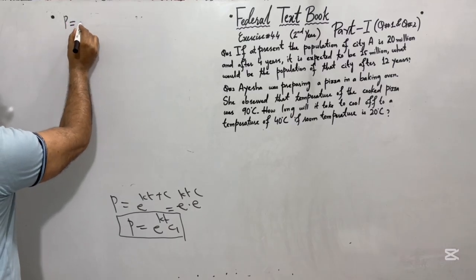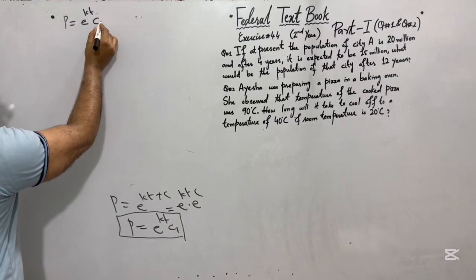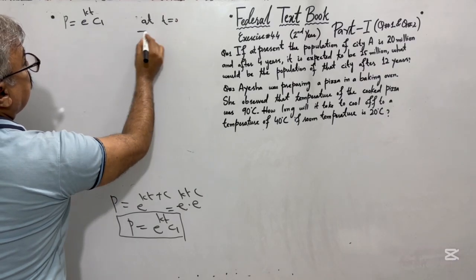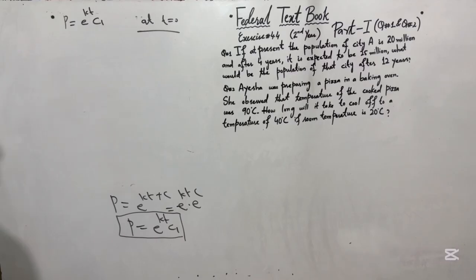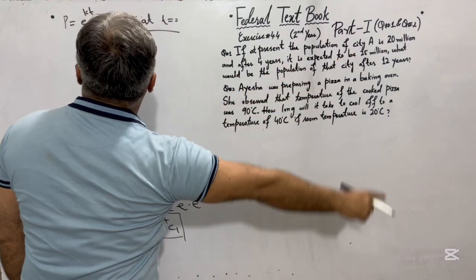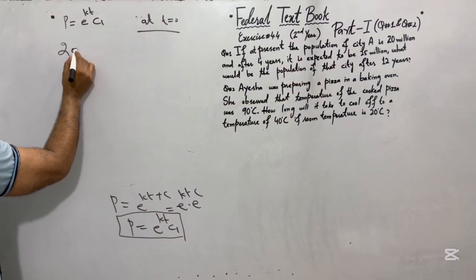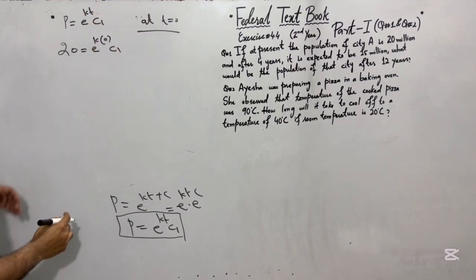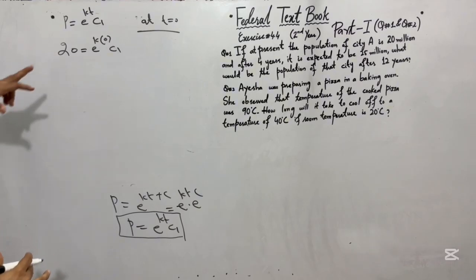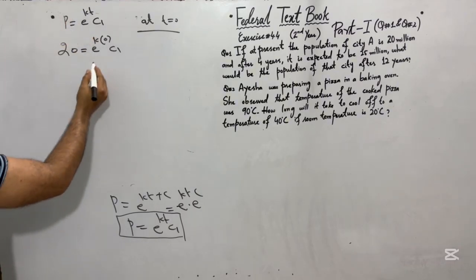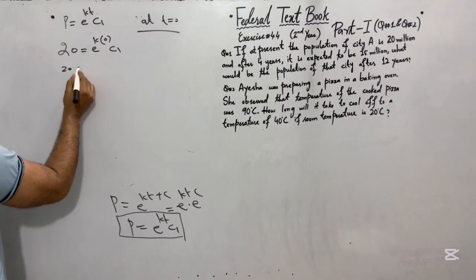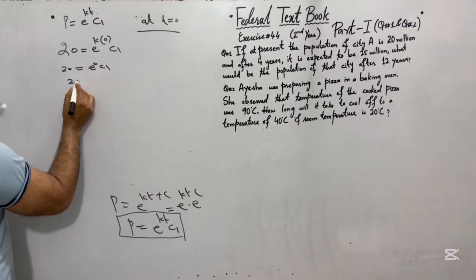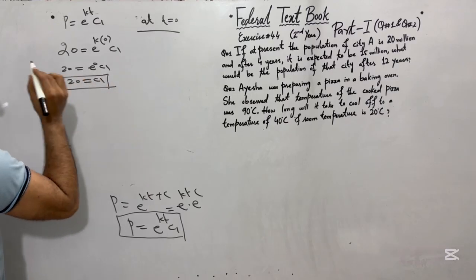P is equal to e raised to kt times c1. Initially at t equal to 0, when we are starting this survey, at the commencement our population is 20 million. That's our initial condition, to be utilized in order to get the values of k and c1. Any non-zero quantity raised to the power 0 is equal to 1. So 20 is the value of c1.